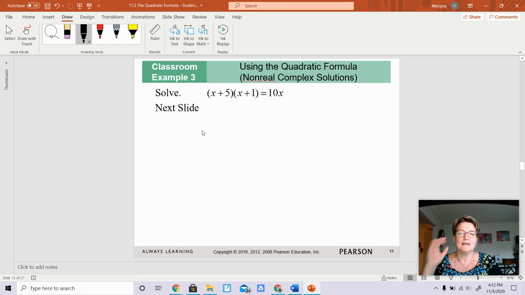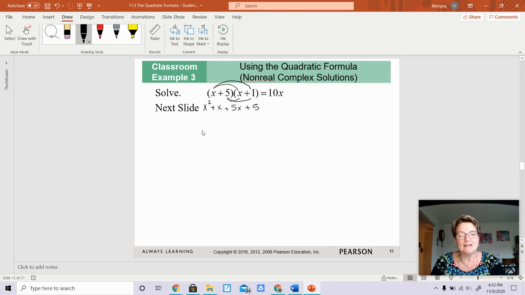The next problem, just like what we had in 11.2, you cannot just start solving the problem right now. You must expand x plus 5 times x plus 1. You have to multiply those two together before you move the 10x over, because you have to have it set equal to 0. So I'm going to multiply these two together, and it gives me x squared. I'm going to multiply these two together, and that gives me x. I'm going to multiply 5 times x, which gives me 5x. I'm going to multiply 5 times 1, which gives me 5.